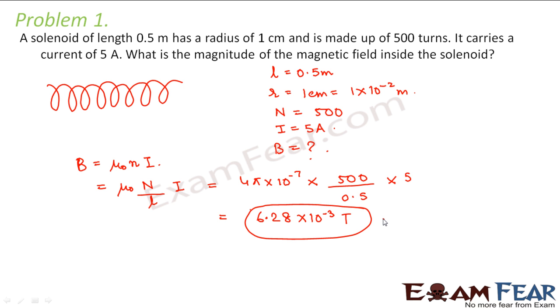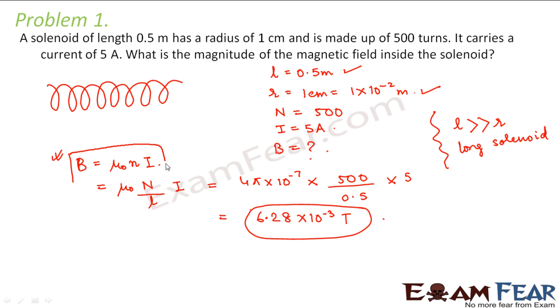One more thing to be noted here is that this formula which we are using, that is B equals mu naught n i, is applicable for an infinite solenoid, that is a solenoid which is very long. Why did we apply this formula here? Because in this case, if you look at the data given, the length of the solenoid is extremely large when compared to the radius of the solenoid. Since length is very large than the radius, it is a long solenoid, and then we can use this formula.